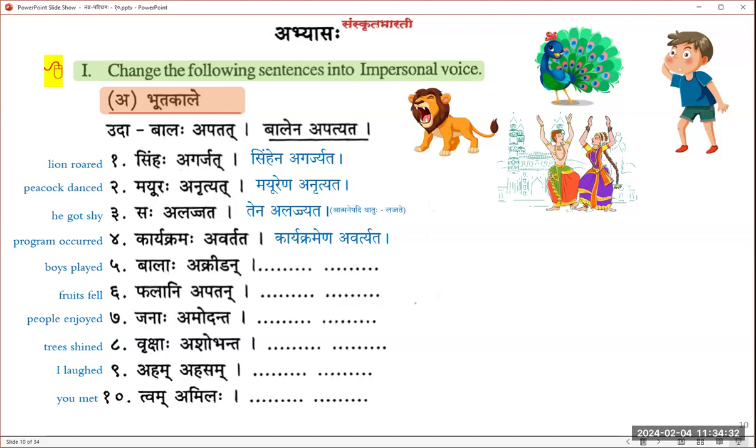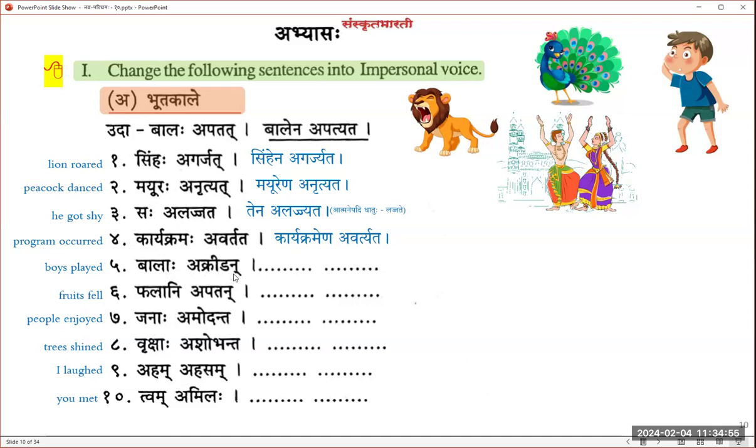Lajjate, vartate. There is no vartati or lajjati form. Okay. So, good question. Good doubt to have. Please come up with these doubts. Others proceeding without confusion doesn't mean they don't have it. They may not have noticed it. That's all. Okay. So, karyakrame avartyata.